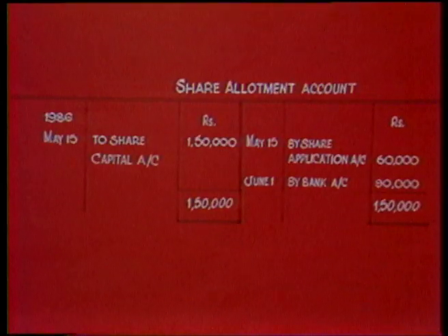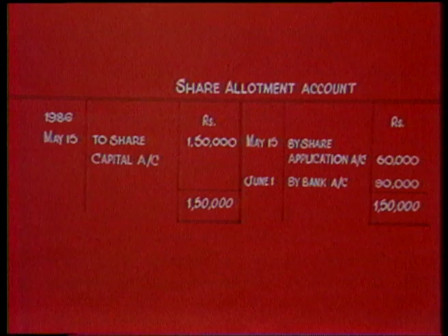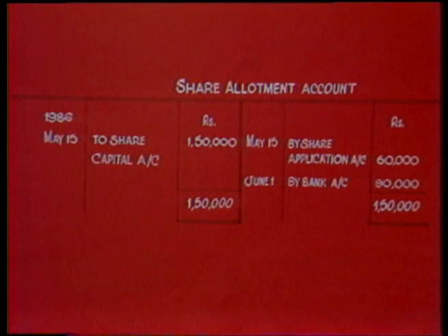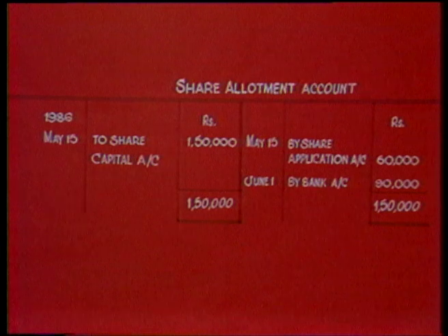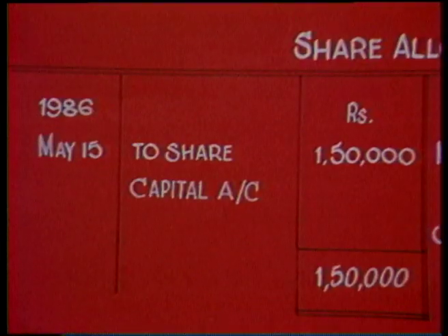Next, we will prepare the share allotment account in the ledger of Alfa Limited. You may recall that part of the share application money was transferred to the share allotment account, and the balance alone was received in cash. Let us first look at the debit side of the share allotment account.